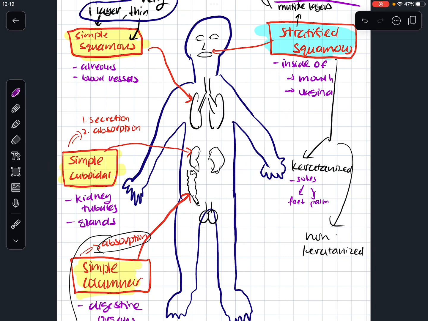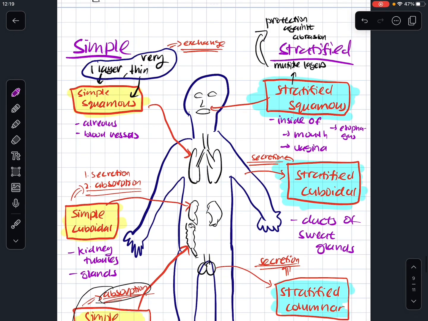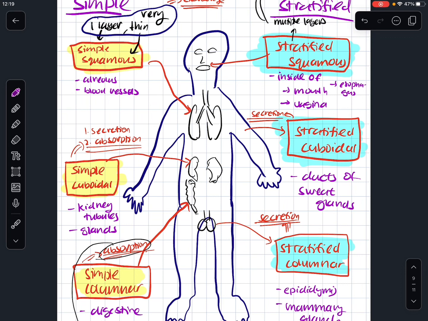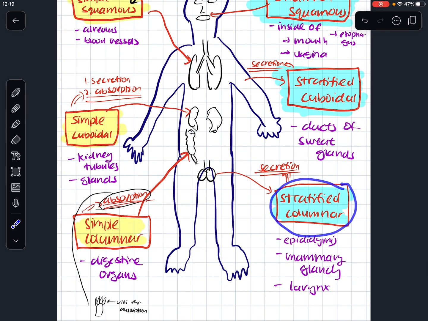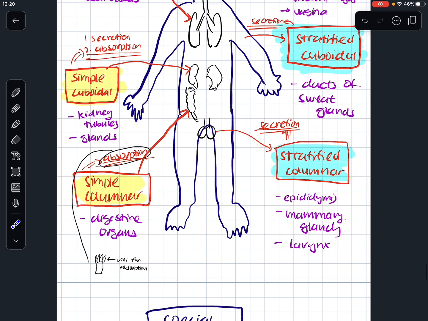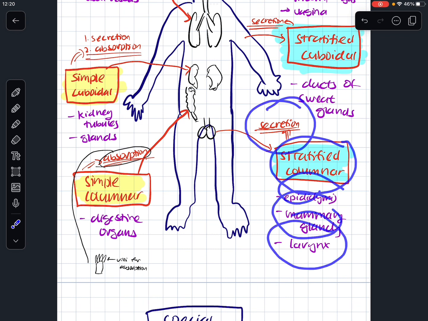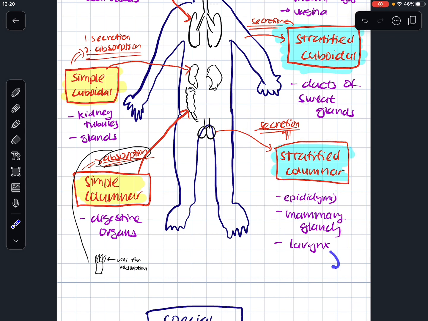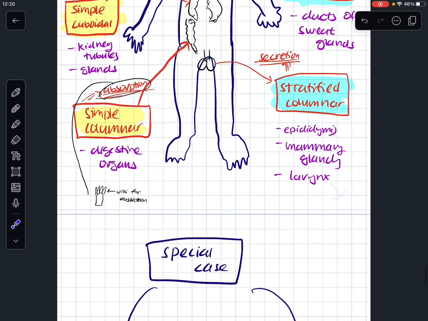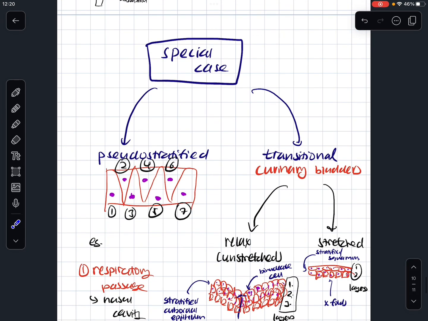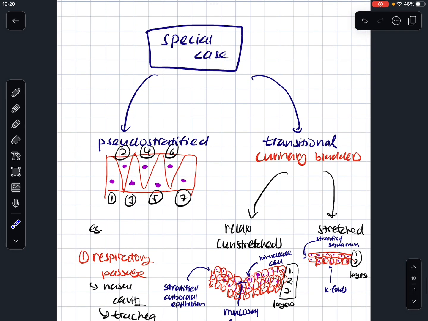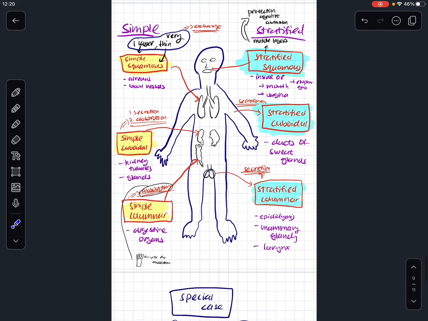Alright, next we have the stratified cuboidal. Its function is for secretion, and you can find it in the ducts of the sweat glands. As for stratified columnar, its main function is for secretion, and you can find it in the epididymis, the mammary glands, as well as the larynx. The larynx is basically an extension of the respiratory tract.